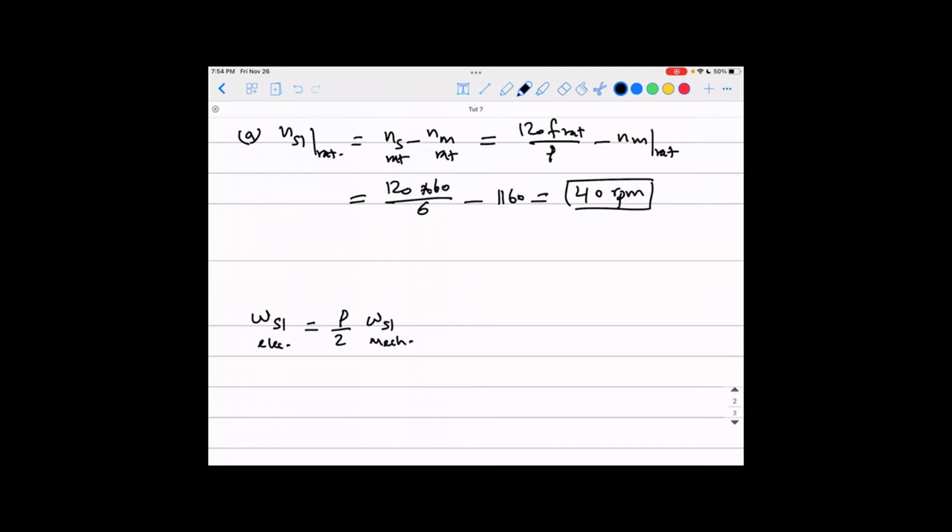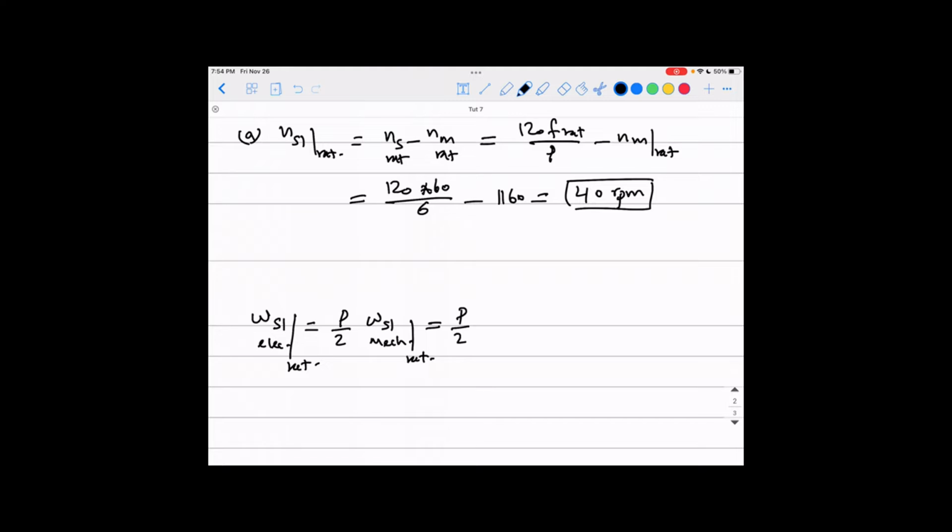If you remember, any electrical speed or electric frequency, electric speed actually in radians per second, will always equal P over 2 multiplied by the mechanical counterpart of it. Okay, guys? So that equals P over 2 omega slip mechanical, and that is the rated value, because he wants you to find the rated value.